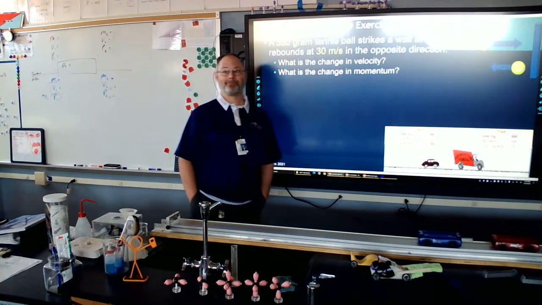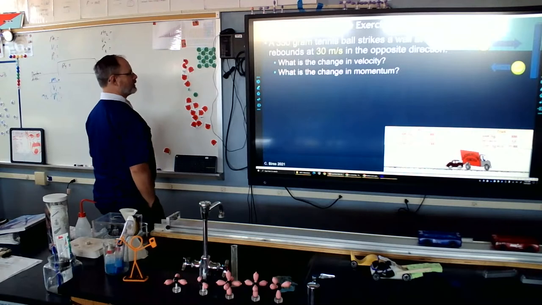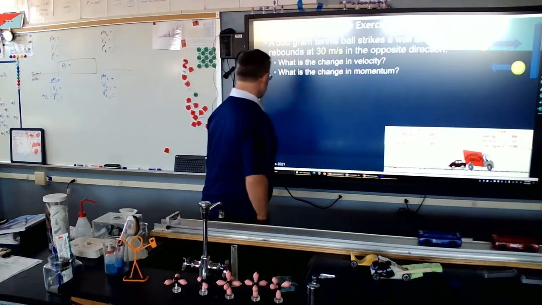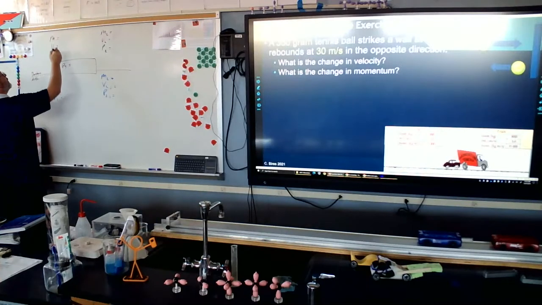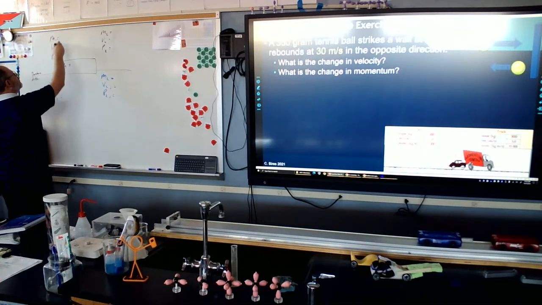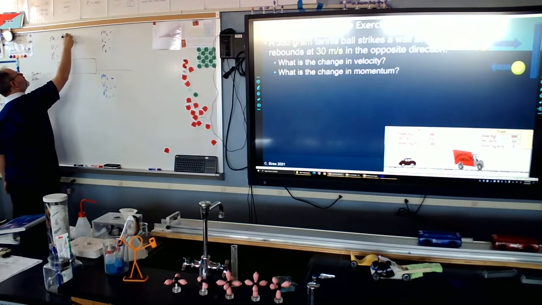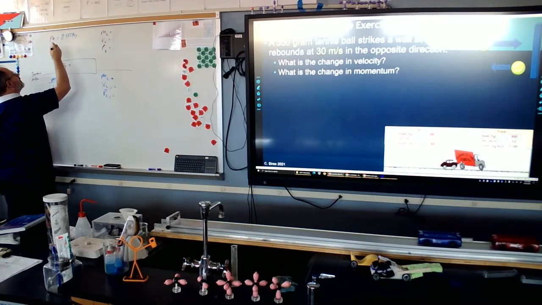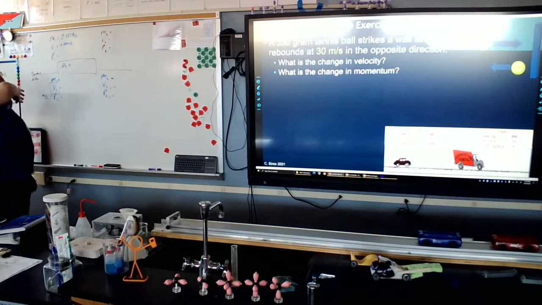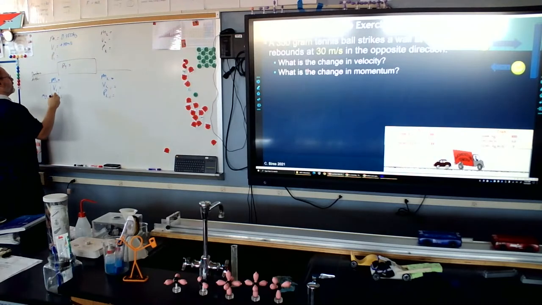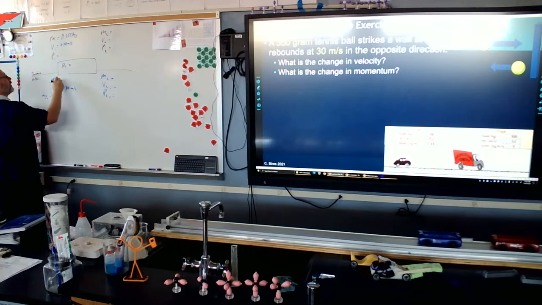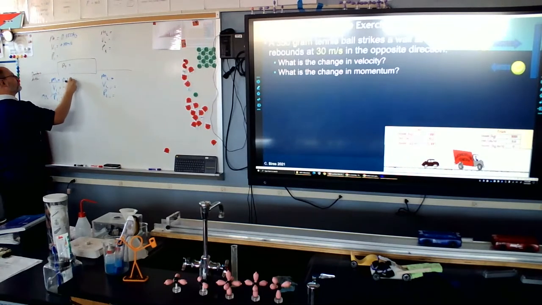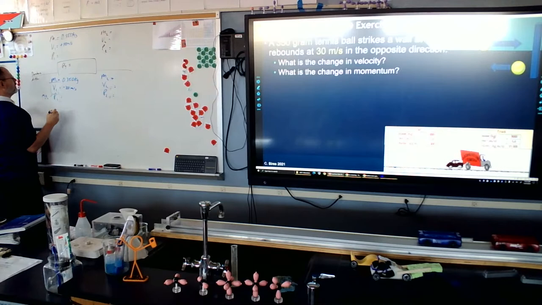I should bring up the picker wheel. So we just determined... Oh, please. So we have a 0.350 kilogram ball. The velocity going in is plus 40. Hold on a second. Alexa, stop. The velocity going out is negative 30 meters per second. The mass is still 0.350 kilograms.